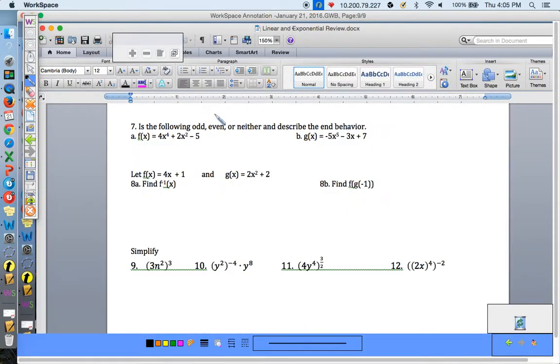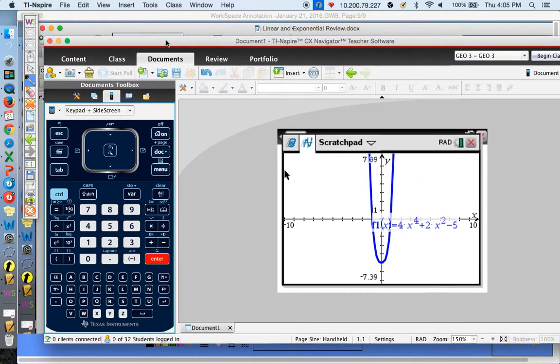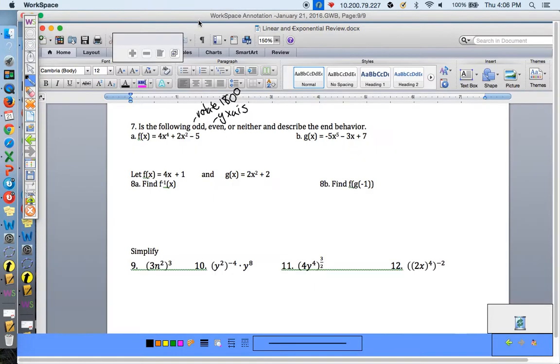If you remember even symmetry, that's the y-axis. Odd was if you can rotate it 180 and it's the same. So this looks pretty even here. I would say we can always double check it. If it's even, f of x equals f of negative x. So there's our f of x. If we plugged in negative x, that would work.